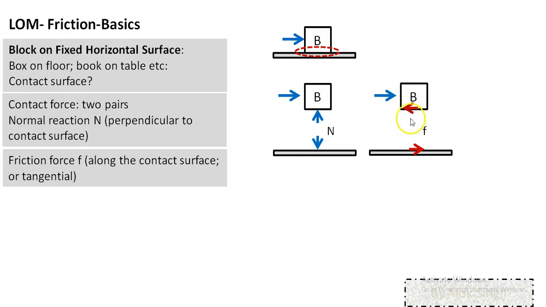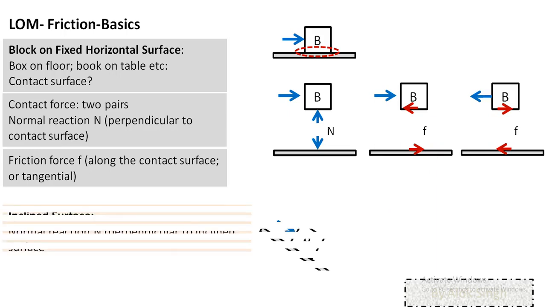This pair is also along the contact surface, equal and opposite. One is acting on object B, the other one is acting on the surface in contact. And this is the direction, and the external force is acting towards right. What if we change the direction of the force? In that case, the direction of friction force also will reverse. We will later on see why so. So the direction of friction force is along the contact surface, or tangential in nature.